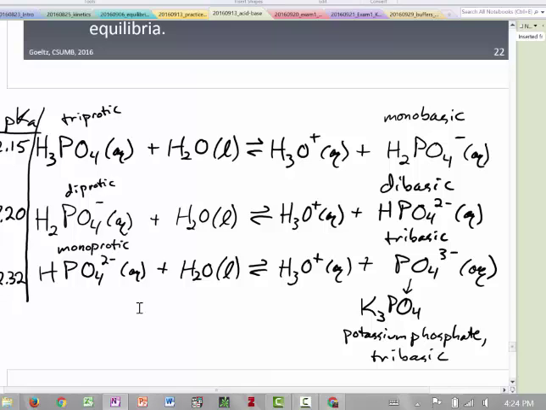Which of these is the most acidic of these acids? The triprotic, the diprotic, or the monoprotic? Triprotic. Why? Say that one more time. It has the lowest pKa.